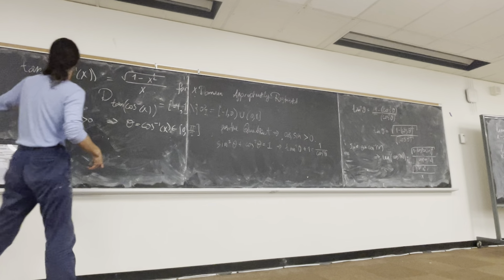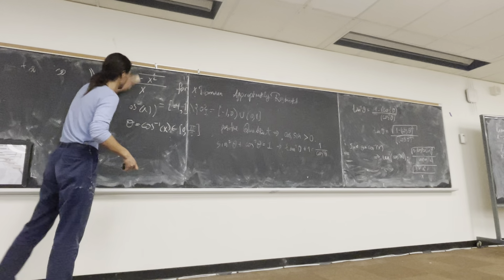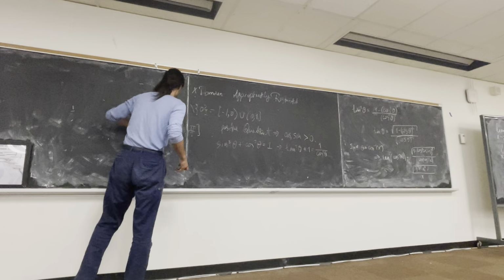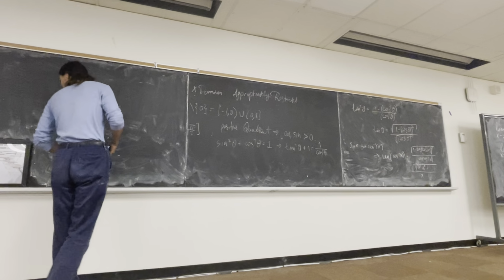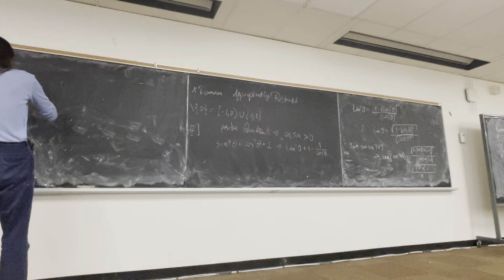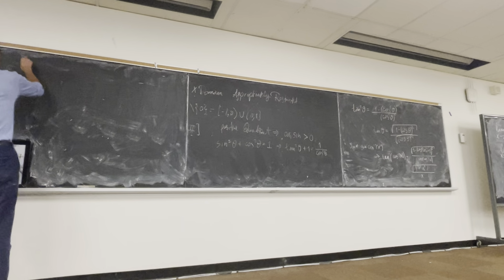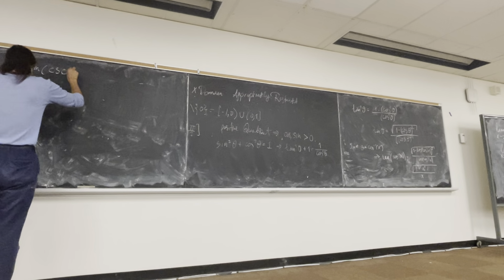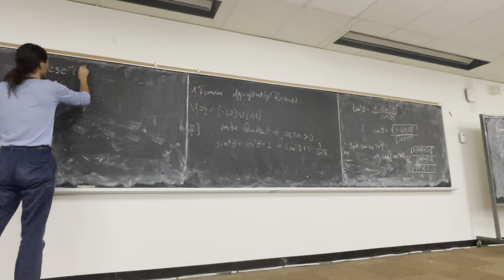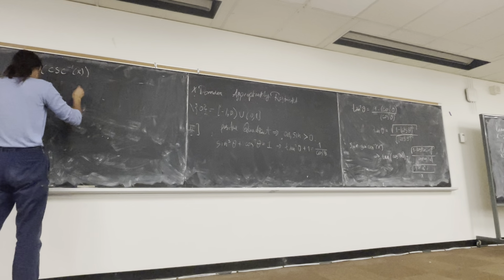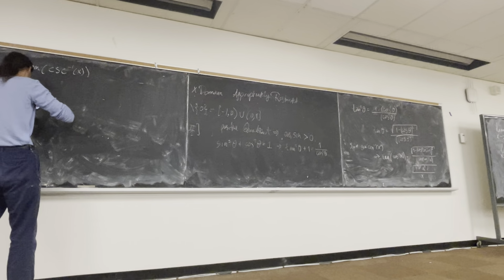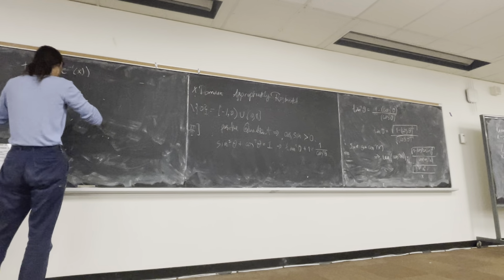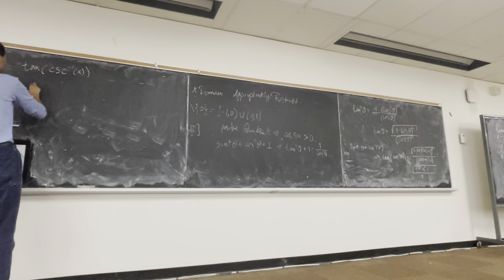Sorry for erasing it too fast. The next question that I have for you is tan of cosecant, right? Here's the claim: this thing is equal to something. First of all, domain.